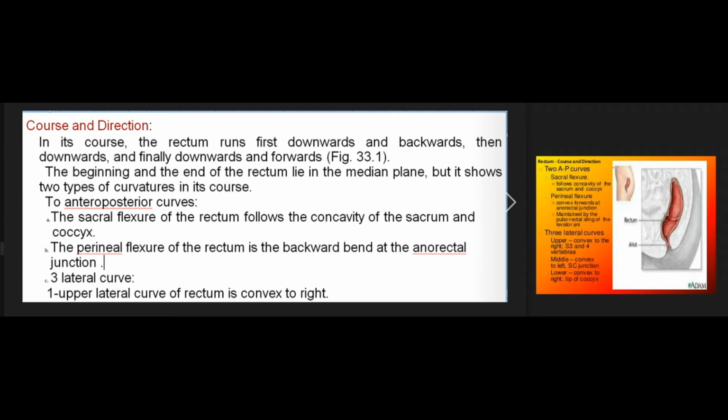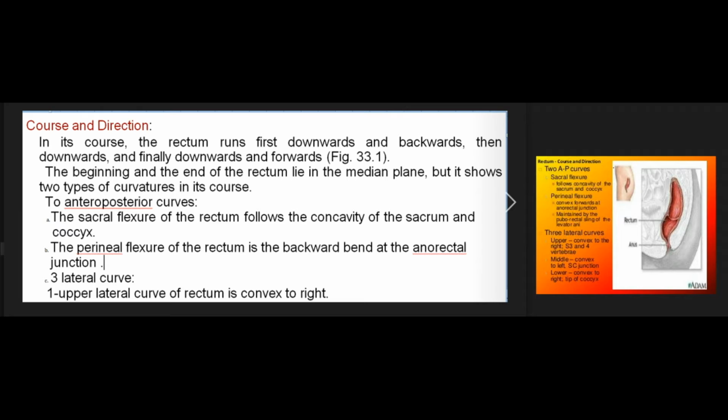Fig 33.1. The beginning and the end of the rectum lie in the median plane, but it shows two types of curvatures in its course. Two anteroposterior curves. A. The sacral flexure of the rectum follows the concavity of the sacrum and coccyx. B. The perineal flexure of the rectum is the backward bend at the anorectal junction.